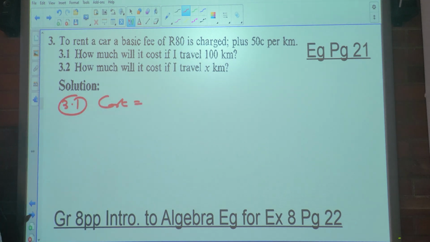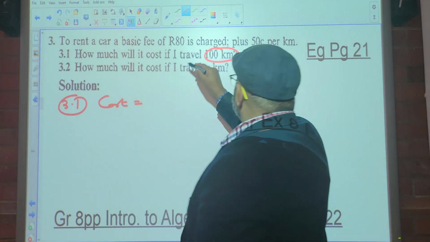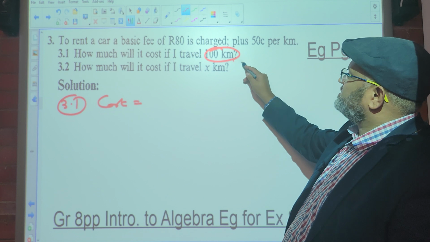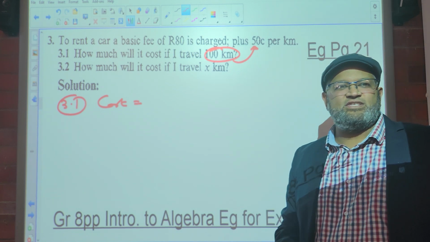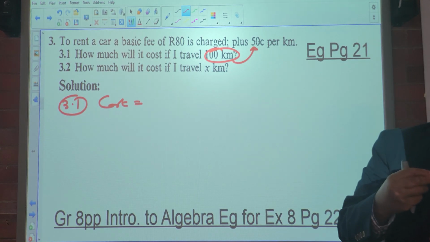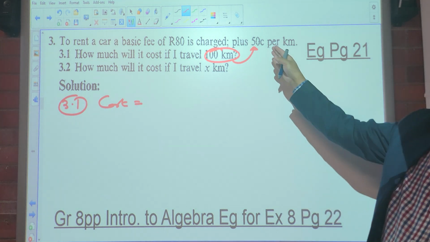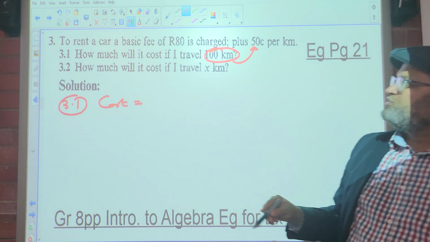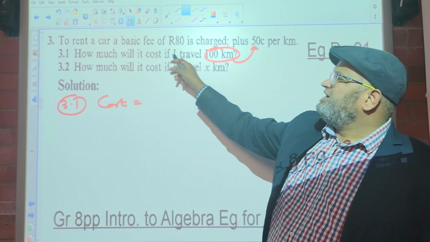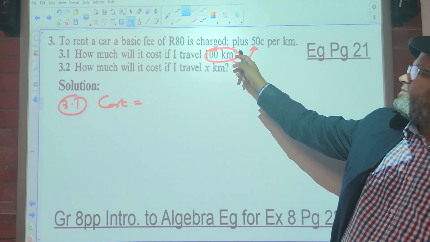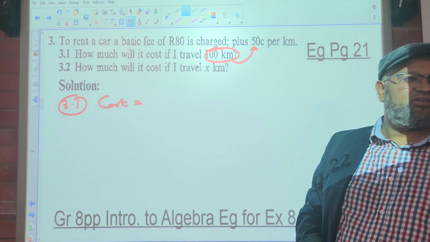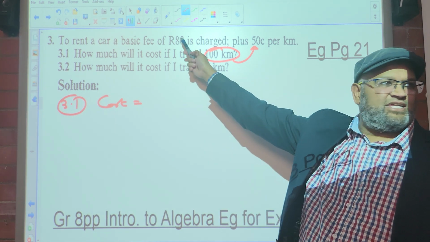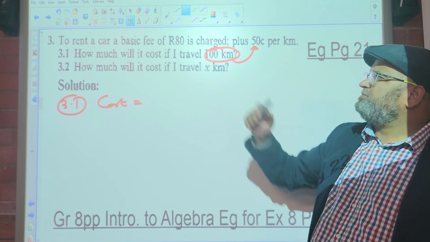It's going to be your basic fee plus your kilometers traveled, not so? So if the person travels 100 kilometers, you must multiply that by your 50 cents to calculate the cost of traveling 100 kilometers. So if this person traveled no kilometers, then what is his cost? 80 Rand. Not so? So it's still going to be the basic.